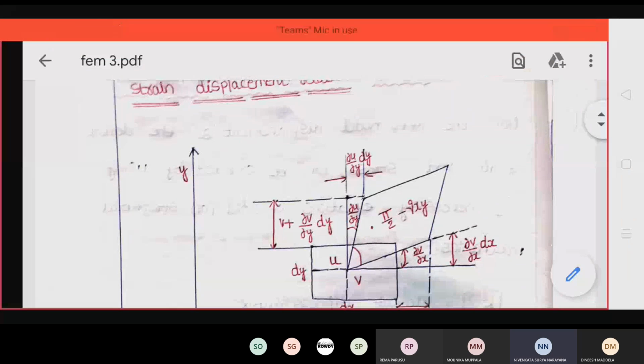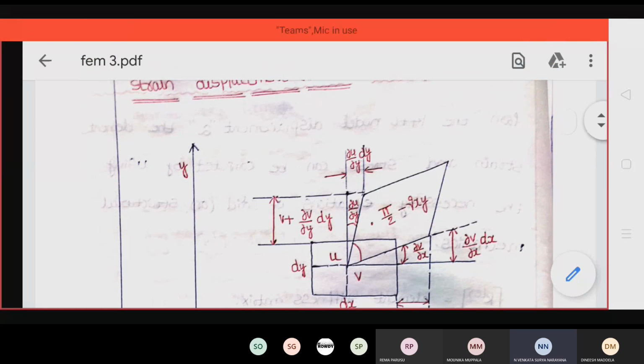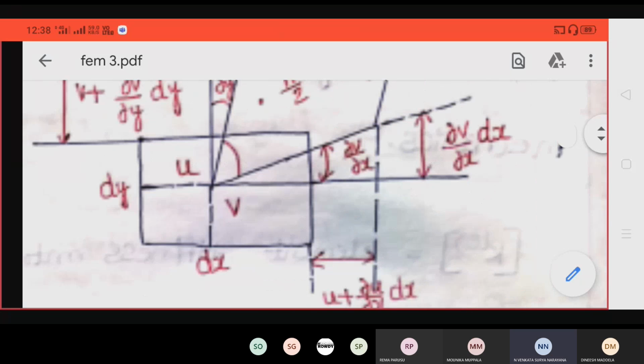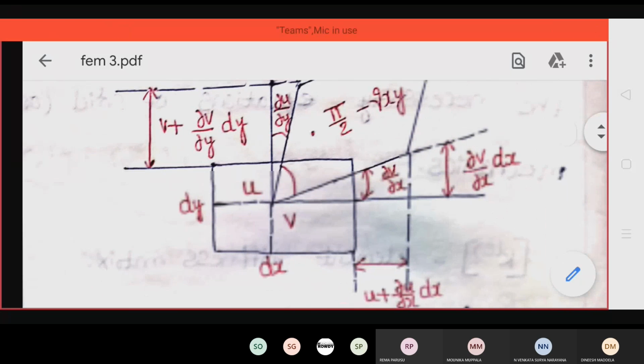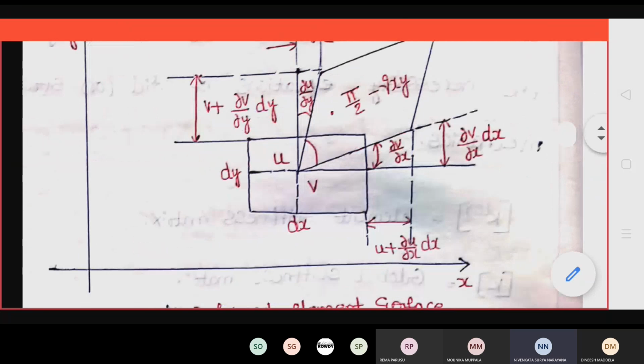After solving a problem on Rayleigh-Ritz method, I'm going to explain strain displacement relation matrix format. Here I'm taking a small volume. The length will be dx, dy, dz. Dz is not represented here. In three dimensional, dz is also there. That means z direction. Deformed element surface.